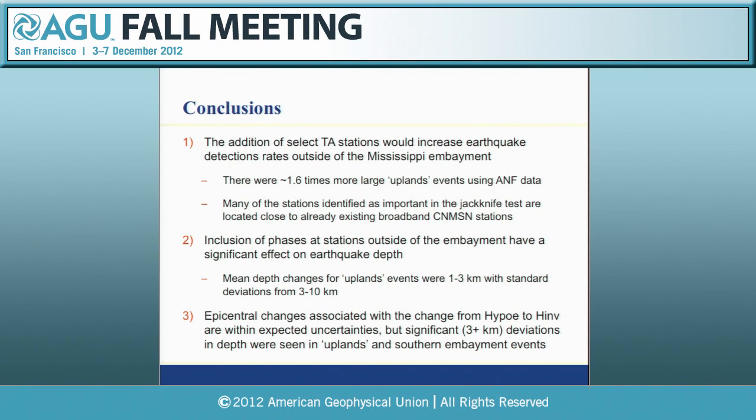The inclusion of phases at stations outside the embayment has a significant effect on earthquake depth. The mean depth changes are 1 to 3 kilometers with standard deviations of up to 10. And again, the epicentral changes associated with this change from hypoellipse to hypoinverse are going to be within expected uncertainties, but there are going to be significant deviations in depth, again, in the uplands area or in the southern embayment area.